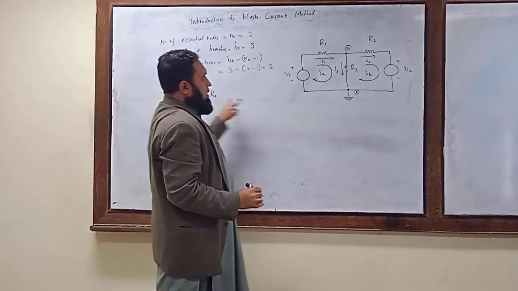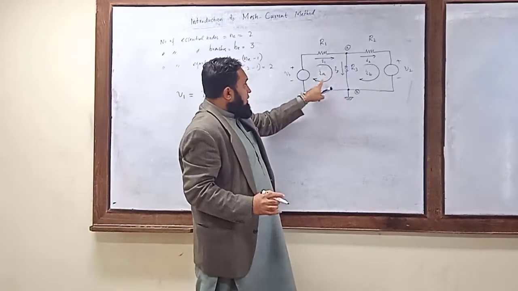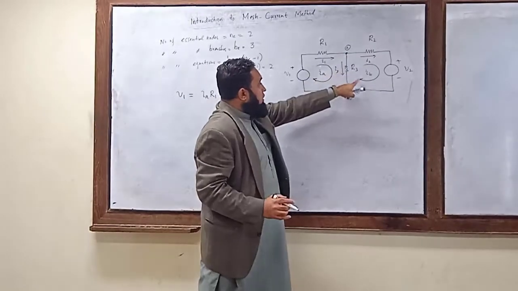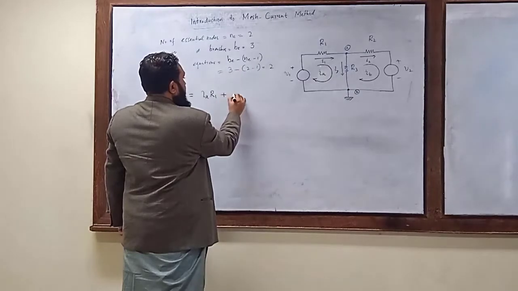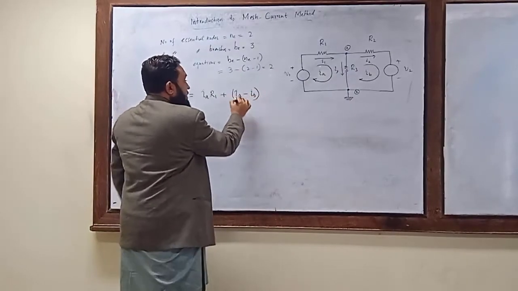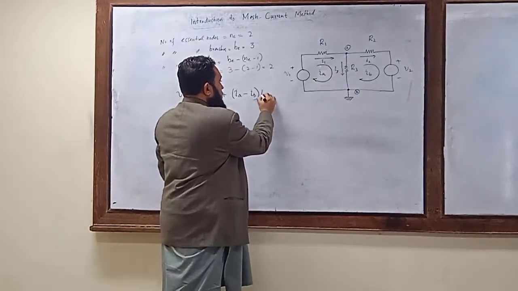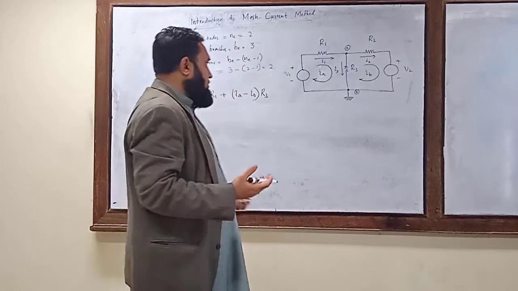R1. Now when the current is going through this branch, this is IA, but another current IB is also flowing there. These two currents are opposite in direction. So you can write this as IA minus IB. This will be the net current flowing through this resistance R3. If you multiply this with R3, this will be the voltage drop.